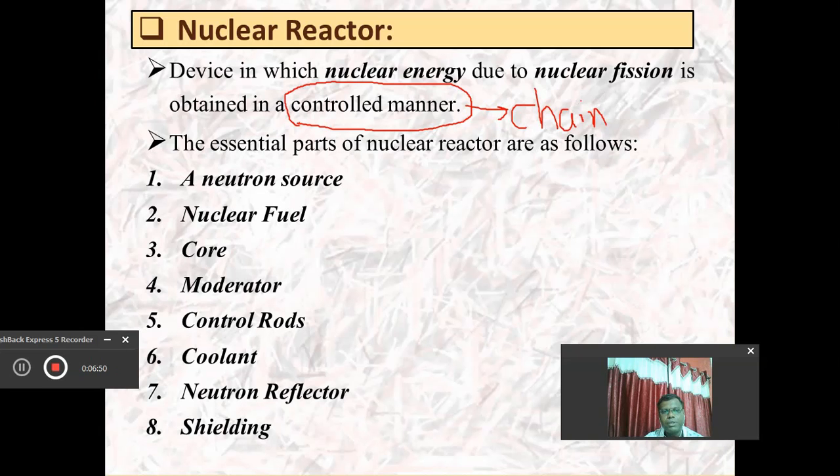And the last one: in order to prevent the leakage of radiation out of the core of the nuclear reactor, it is surrounded by a particular material, particularly sheets of lead, and these are called shielding.